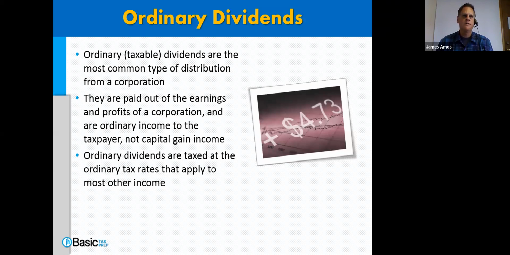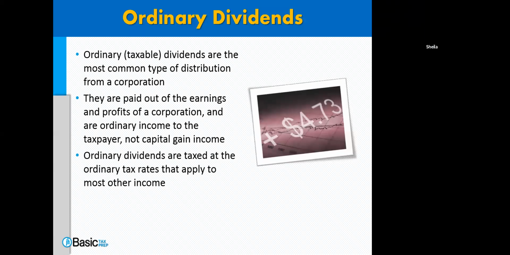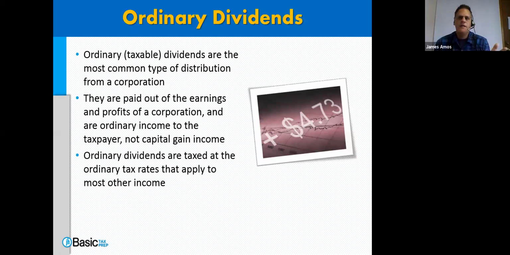What are ordinary tax rates? Can somebody tell me what I mean by that? It's whatever the tax rate is for your tax bracket. That's exactly right. So for every individual doing a tax return, some people may be in the 10% tax bracket, some may be in the 15%, and so on, which of course is not really 15% now, because they changed the tax brackets a little bit. But anyway, you get my point though.